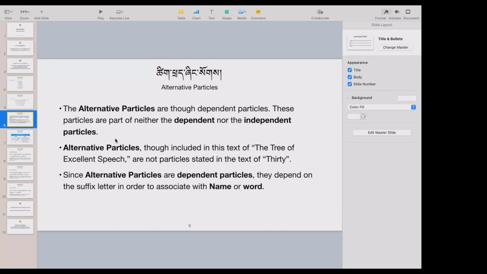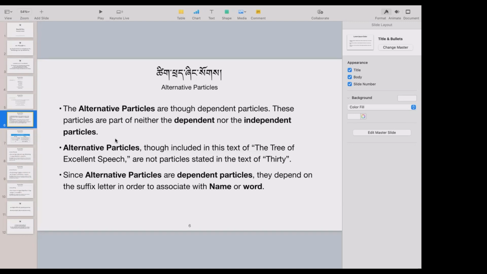So the dependent particles, as we know, are the set of particles which are associated with a name on the basis of suffix letter or any other condition. But the case should be that it should have a certain criteria or requirement to be associated with a name, thus not being independent, but dependent on that particular criteria. But in most cases, we see that the criteria is simply the suffix letter of the name.